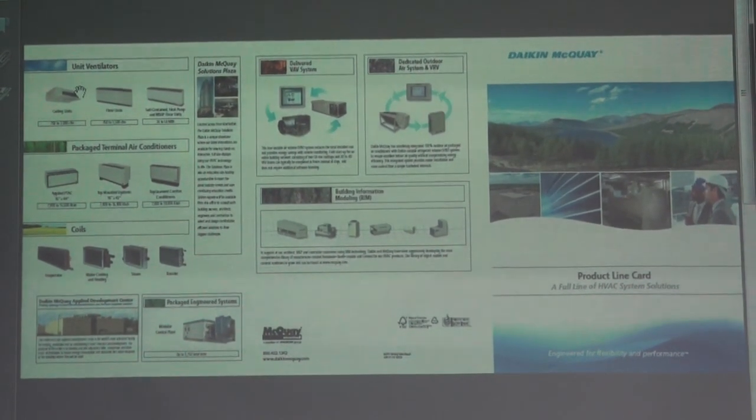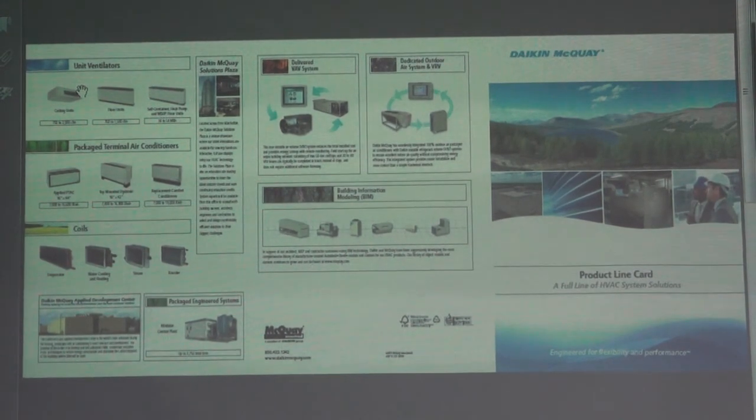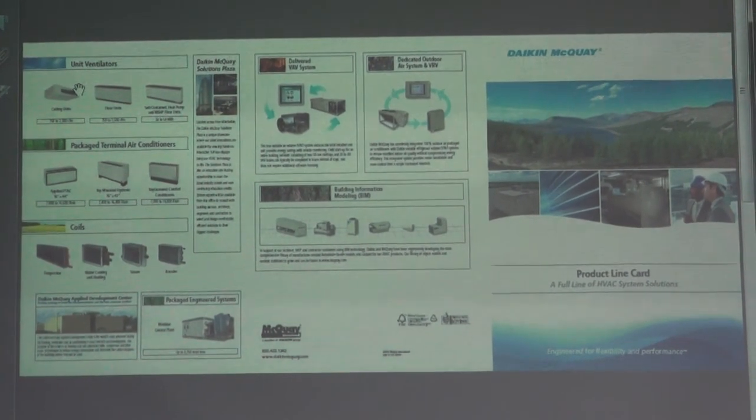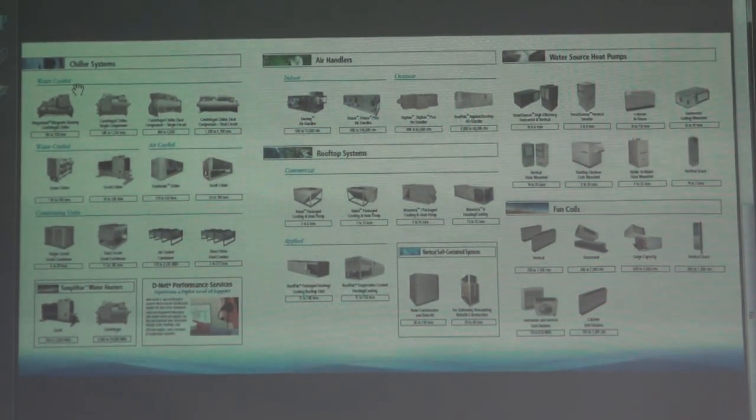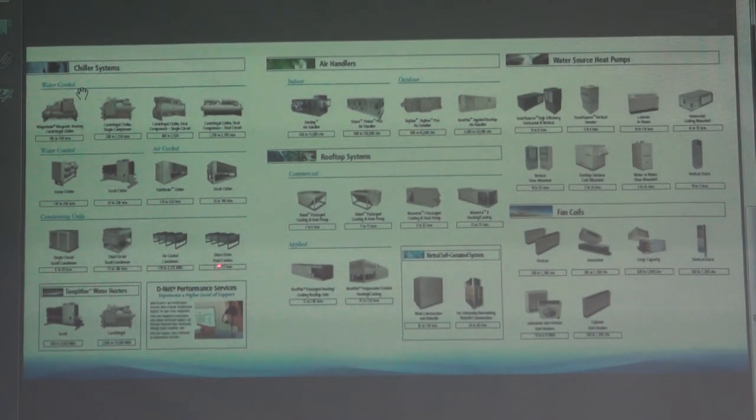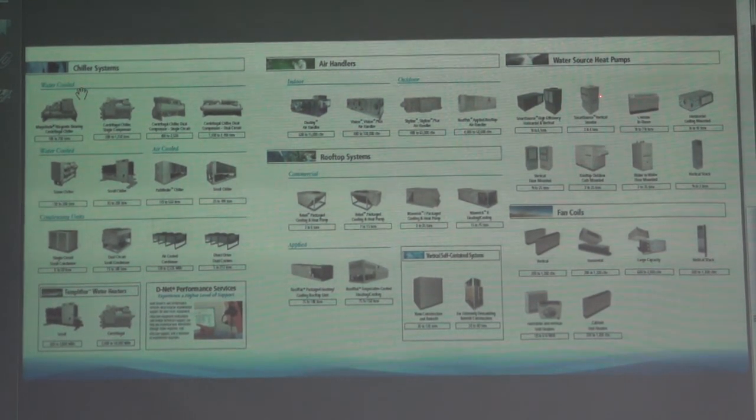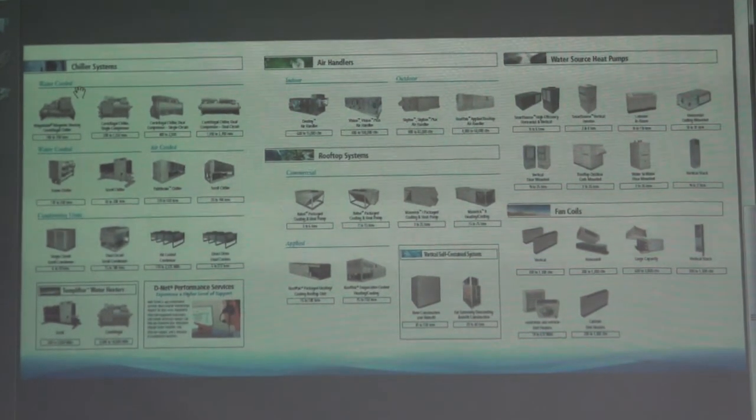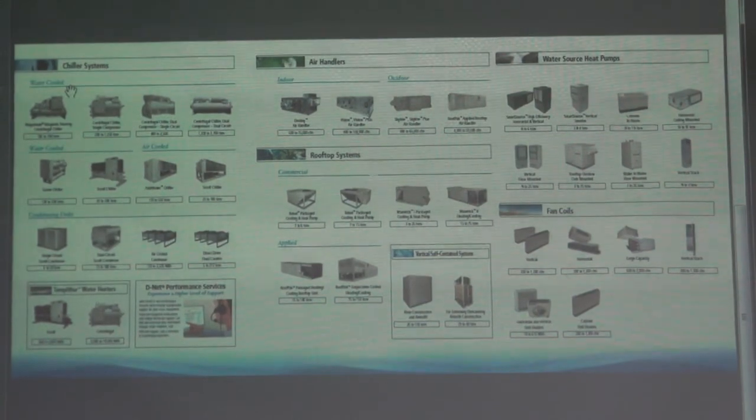VAV products, coils, air handlers, chillers, water-cooled chillers, air-cooled chillers, condensing units, fluid coolers, temperature amplifiers, a whole suite of air handling products, and then water source heat pumps. And McQuay does not have air-to-air heat pumps. We represent a line called United Cool Air that does that.